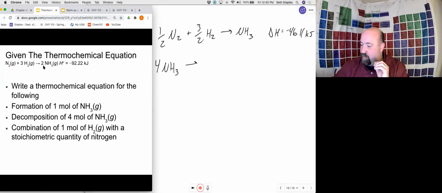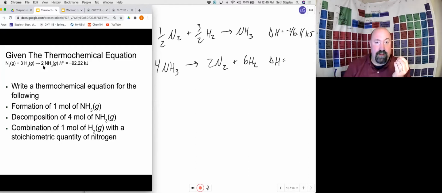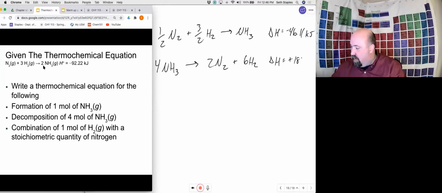And so now that means that we have to double everything. If I break up 4 NH3s, that means that I'm breaking that into 2 N2s and 6 H2s, which means that 2 things are now going to happen to my delta H value, to my enthalpy. I've reversed the equation. That's going to reverse the sign. So now I'm going to have a positive energy associated with this. And I'm also multiplying this by 2. So our delta H is going to be 184.44 kilojoules now.